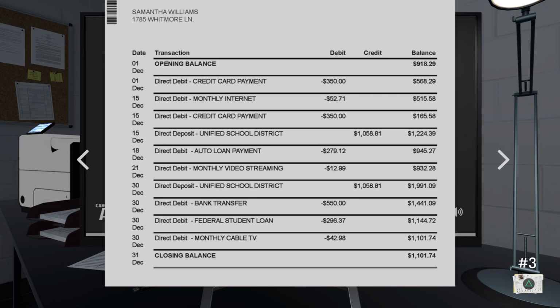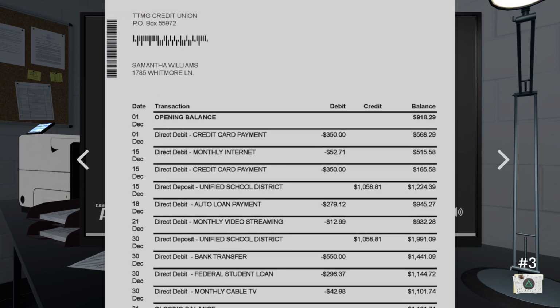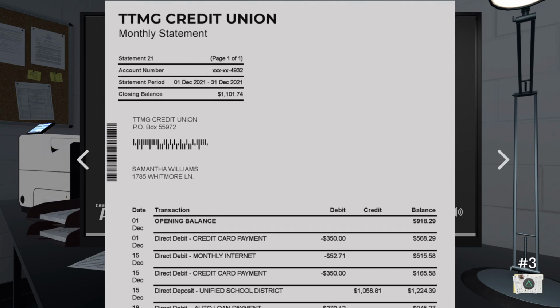So, okay, bank transfer, $550. I don't know what it's for. But the bank transfer, $550 every month. Federal student loan. So she has a student loan to pay at the same time of her credit card bill.